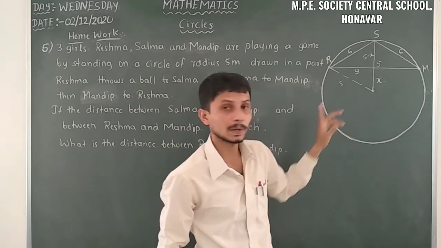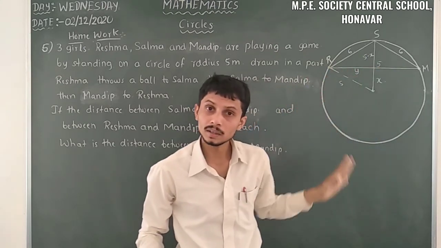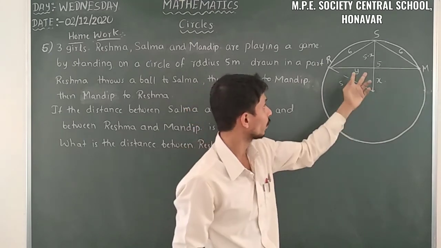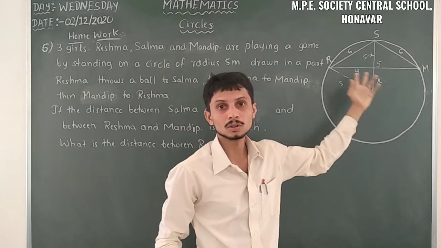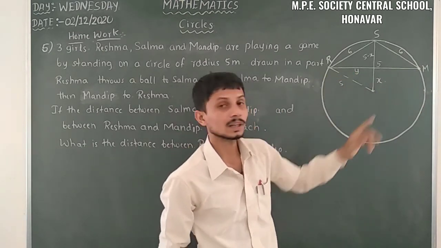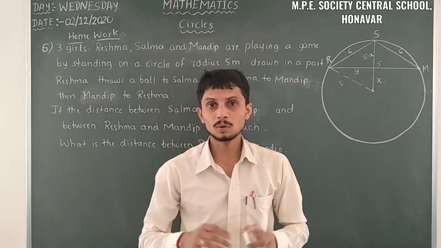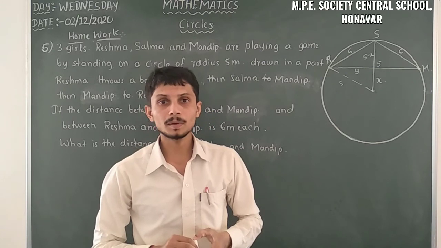When you get the value of y, you have to double it, because it is a perpendicular bisector. This distance and this distance, those two are equal. We already know that one. So when we have the value of y, we have the same value of y here also. When we add those two, we can get the distance between Reshma and Mandeep. I hope you understood those things. So try to solve this problem at home.